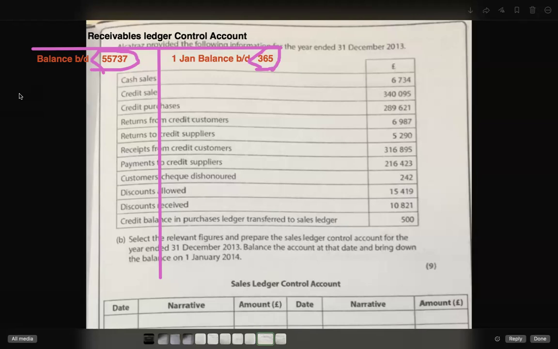So let us finish this sum. On the debit side, what shall we write? Open up your format. What shall we write on the debit side? Sir, sales. Sales. Cash sales or credit sales?